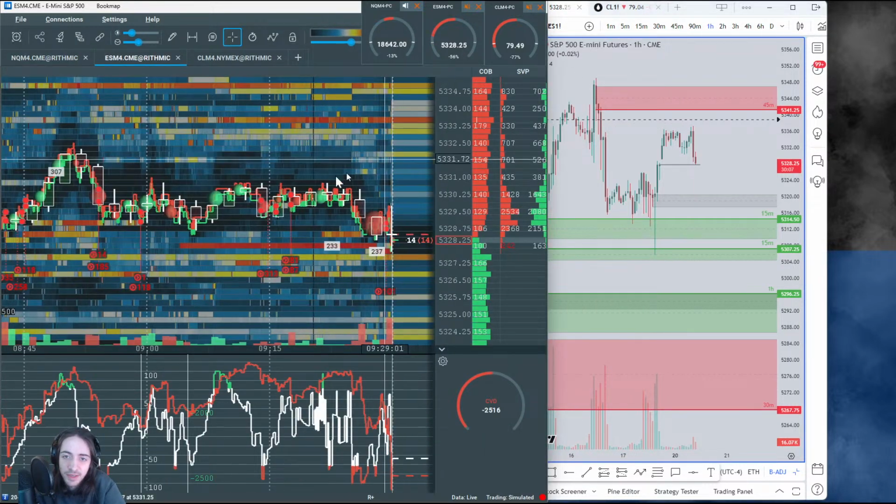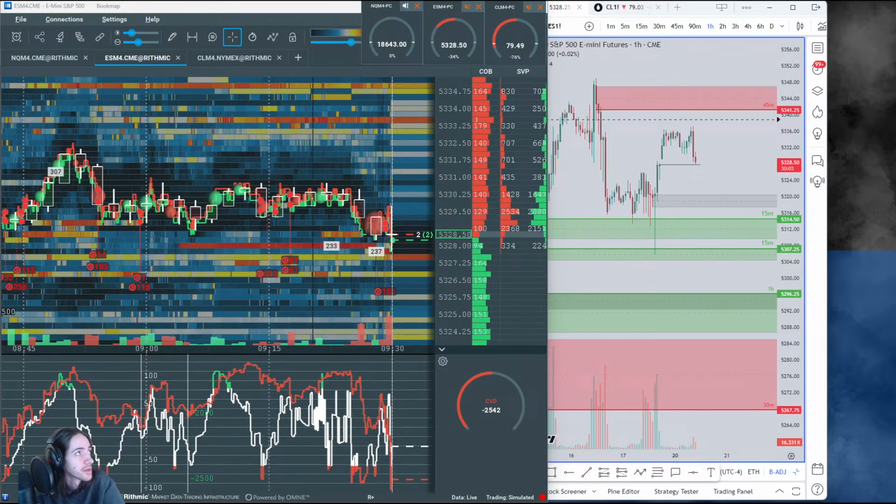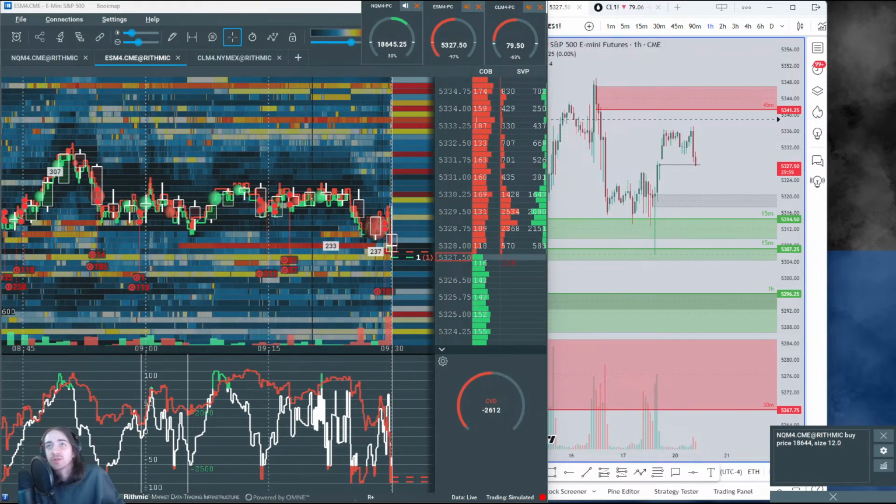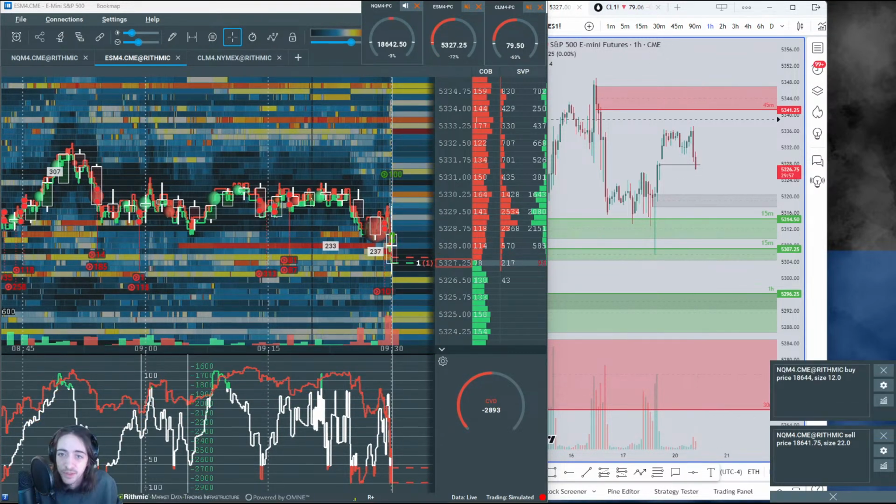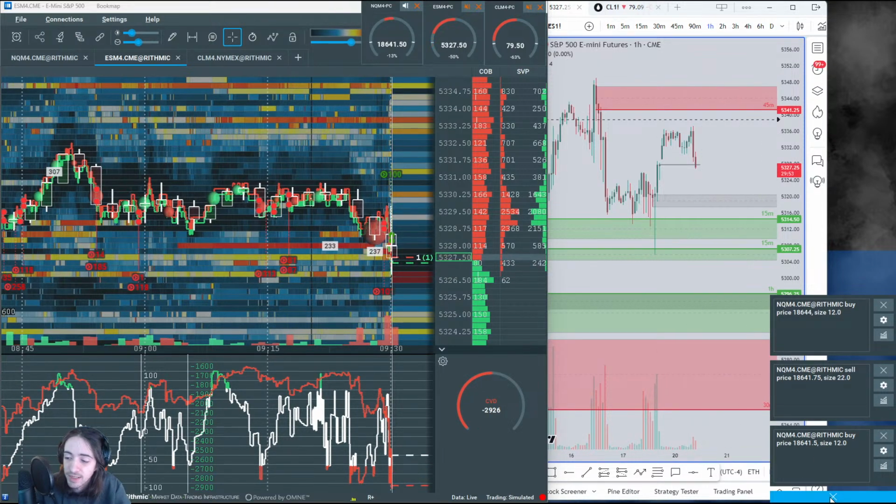Get some ES Bookmap up. If you guys got any questions, let me know. What are you guys trading this morning? Got a nice big gap up there. Is market open right there? Nice push lower on the ES.